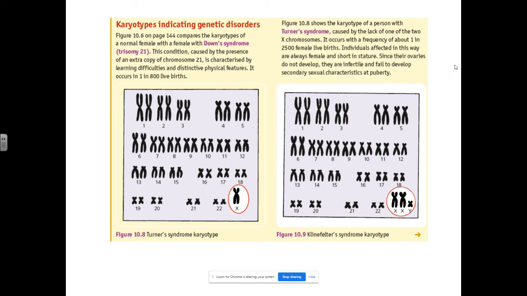So Turner syndrome is XO, so you have an X chromosome, and you are phenotypically, so appearance-wise, female. But since the ovaries don't develop, you tend to be infertile and fail to develop secondary sexual characteristics. So that would be the breasts, pubic hair, changes to hips, changes to other parts of the body. Interestingly, you can be a mosaic for some of these conditions, which is very interesting. So you can have some of the phenotypic traits of things like Turner's, but not all of them.